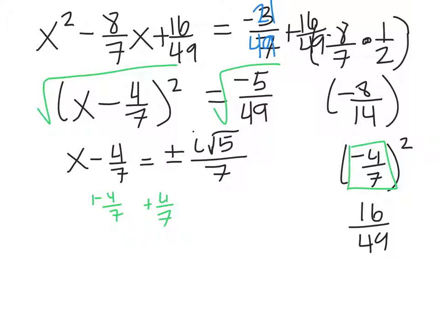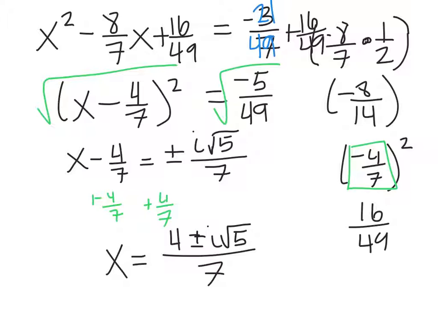So there's two ways to write this answer. I showed you one way in the previous problem. You can also write the answers as, since they both have a denominator of 7, that can go on the bottom. And on the top you can have 4 plus or minus i square roots of 5.